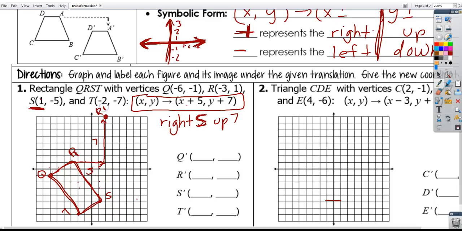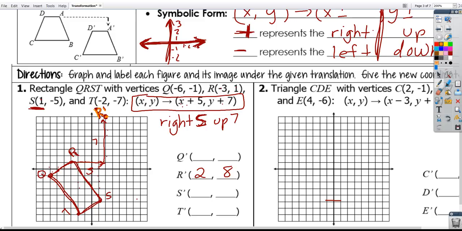That was our prime. The second way is we can actually plug this in. So -3 plus 5 is 2. And 1 plus 7 is 8. So our point should have been (2, 8). Let's check that. 1, 2, and 1, 2, 3, 4, 5, 6, 7, 8. That's right. So you can count it or you can do the math. Okay, so for Q prime, and you can do this with a different color. I think I'm going to do the rest in different colors so we know what our post-image looks like. So that was R.